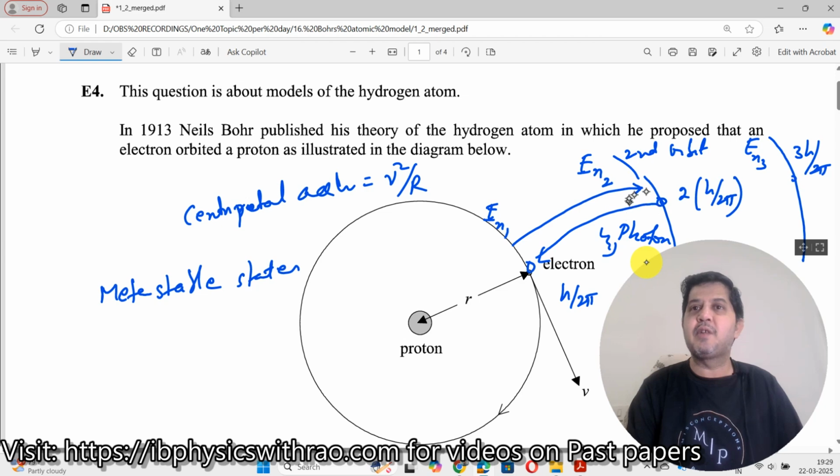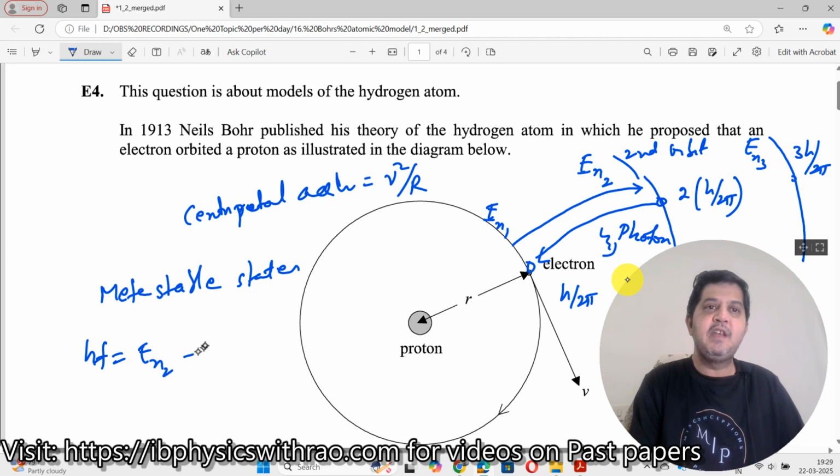There is a photon, whatever you have observed, it just gives back over here. So therefore, this is a photon being emitted. The frequency of this photon is given by Hf, or the energy of the photon that comes out from here is given by the difference in the energy levels. What is the difference in the energy levels? En2 minus En1.